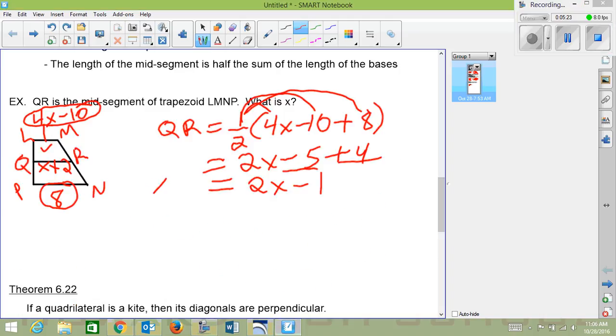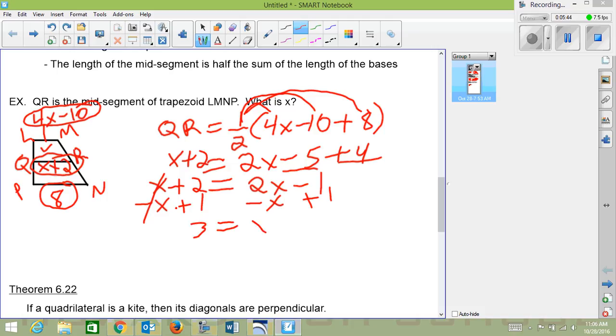Now I can go ahead and plug in the x plus 2. I could have probably plugged it in the whole way down. QR, I just substituted in what QR is. It's x plus 2, because I know that x plus 2 has to equal this other side. So I'll move my x over here and move my 1 to this side. So 3 equals x. There is your answer. If they actually asked us to figure out what the length was, you would just plug that into the x plus 2. So 3 plus 2 would be 5 for the mid-segment. And then you could also figure out what that top side is as well. 4 times 3 is 12, 12 minus 10 is 2 for this top piece right here.